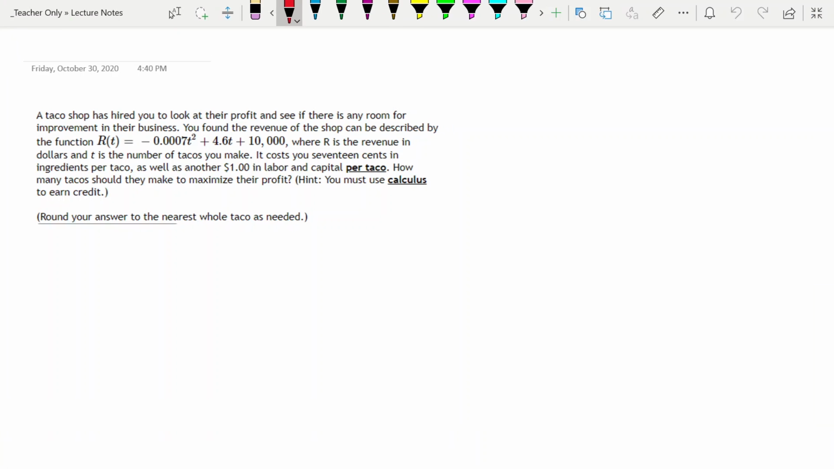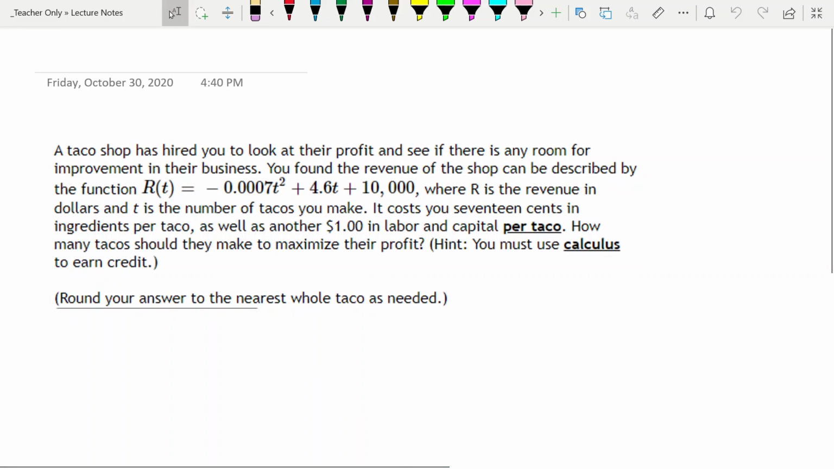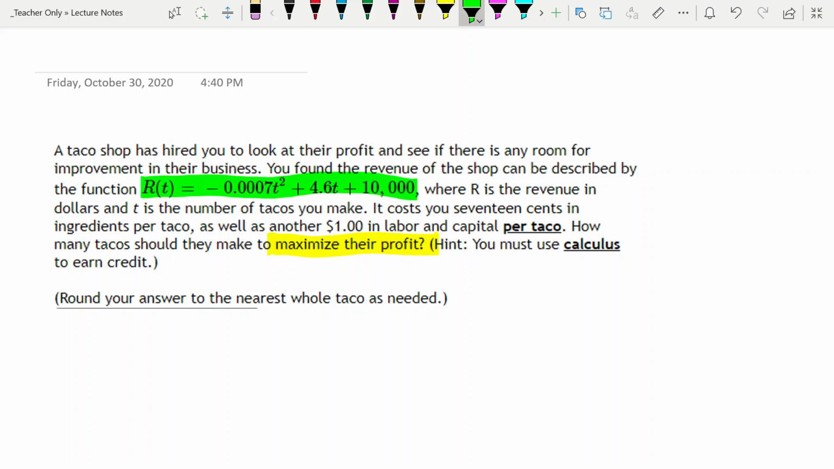Okay, so looking through this problem, we are being asked to maximize profit. The very first thing I'm going to look out for is, do I have a profit equation? What I'm going to notice is that right here, this is not profit, that is revenue, where R is revenue. So I say to myself, all right, how do I get profit? Well, profit equals revenue minus cost. So if I have the revenue function, I'm off to a good start, but now I need cost.